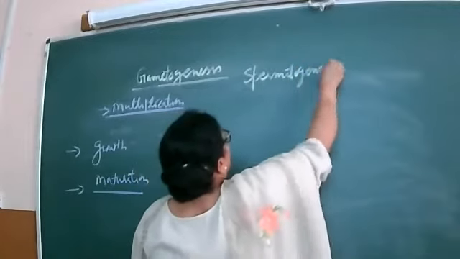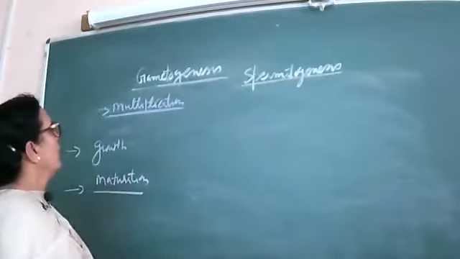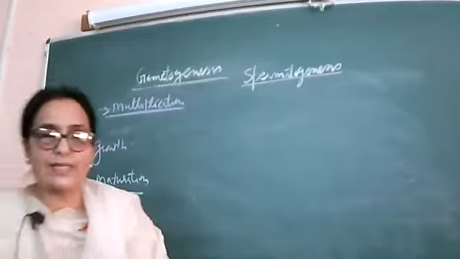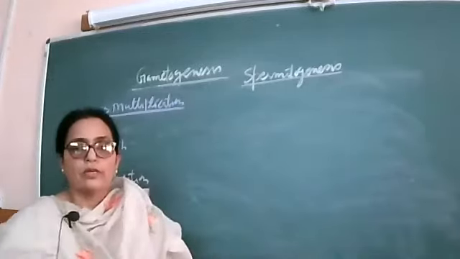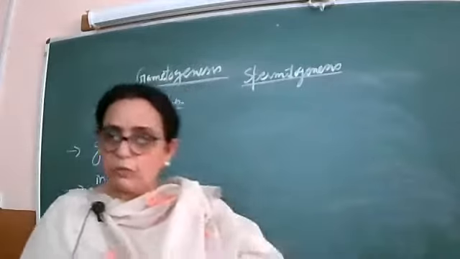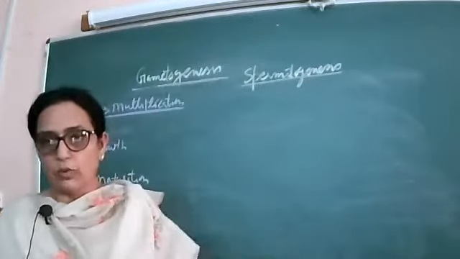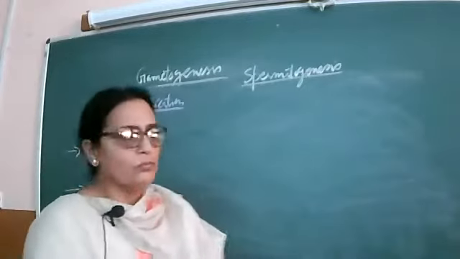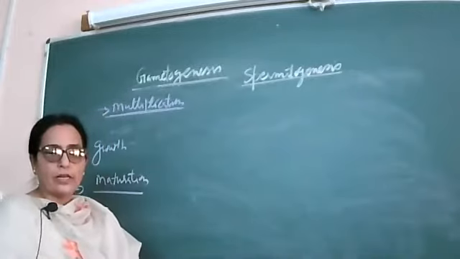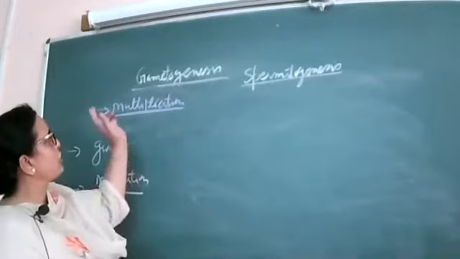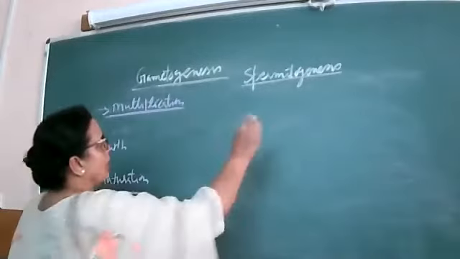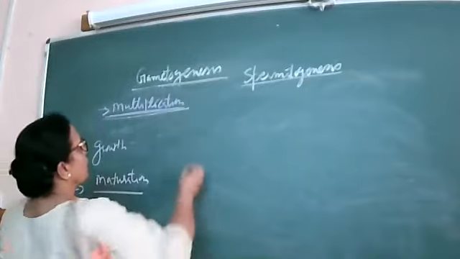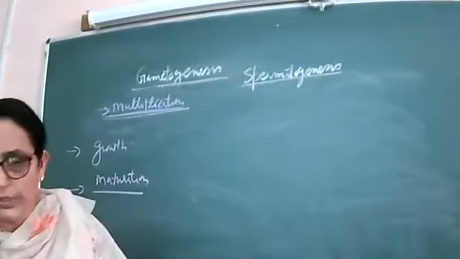Spermatogenesis is the production of the sperm. It takes place in the testes. If you recall the structure of the testes, the inner lining is formed of seminiferous tubules, and the seminiferous tubules have the germinal epithelium. The cells of the germinal epithelium keep on dividing to form a large number of cells, which in the multiplication process are known as spermatogonia.